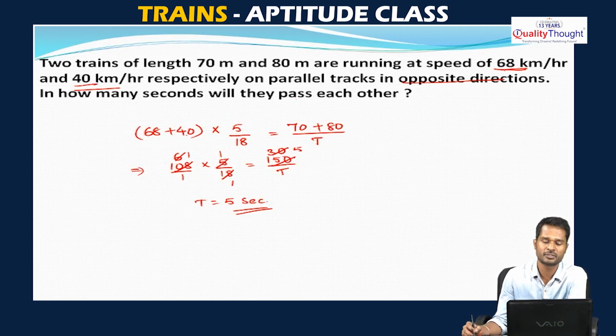So 68 plus 40 is 108 into 5 by 18. We are converting the kilometers per hour to meters per second. So 18 ones are 18, 18 sixes are 108. So cancel the things, 5 ones are 5, 5 thirties are 150. Now 6 ones are 6, 6 fives are 30. So what you can get here, t is equal to 5 seconds. That means they will cross each other in 5 seconds.